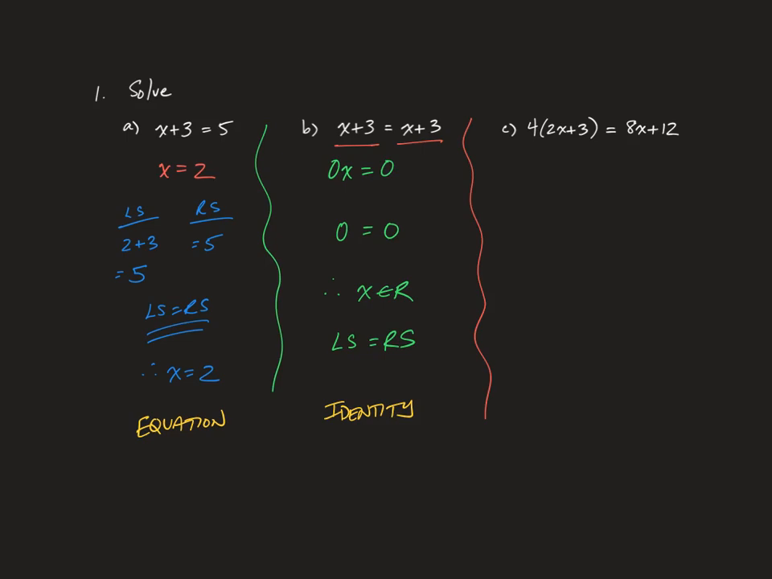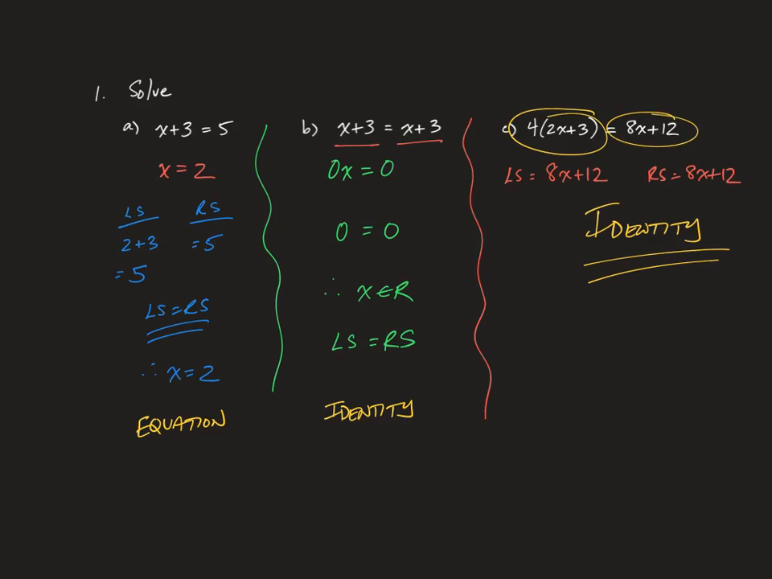Notice very quickly that the left side of that equation is 8x plus 12. The right side is 8x plus 12. So we can see that this is an identity. The left side expression is the same thing as the right side expression, and therefore the left side will always equal the right side regardless of the value of the variable. However, in the first line we notice they didn't look equal. They looked different.